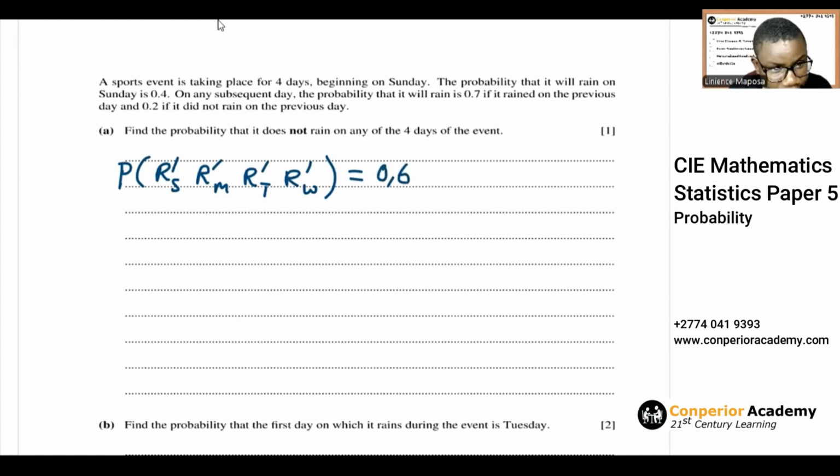It didn't rain on Sunday. So the probability of it raining on Monday will be 0.2, which means the probability of it not raining on Monday will be 0.8. But from there on, the probability of it not raining when it didn't rain the previous day doesn't change. So on Tuesday, it's also 0.8, not raining. On Wednesday, it's also 0.8, not raining. Then you just plug this in your calculator. So I have 0.6 times 0.8 to the power of 3, because it's to the power of 3, isn't it?